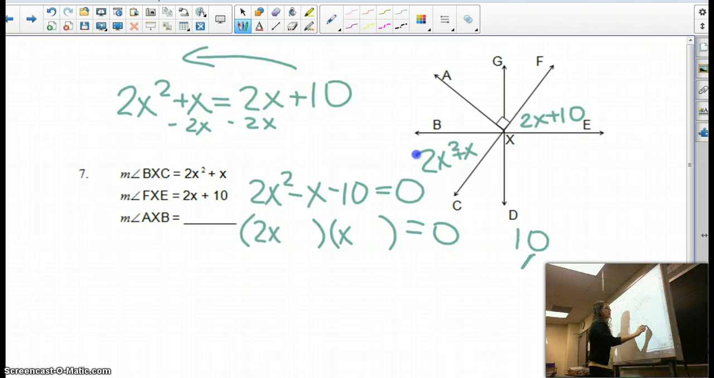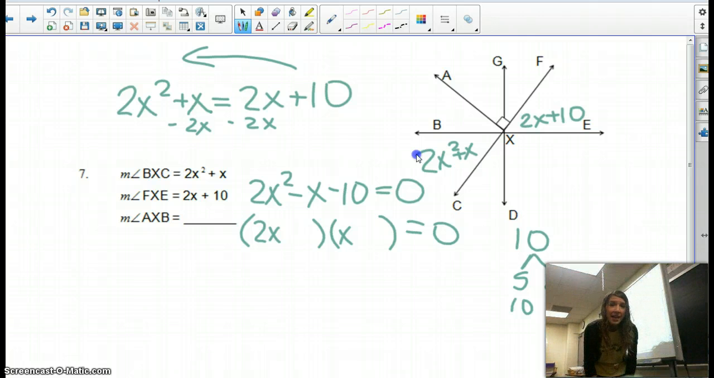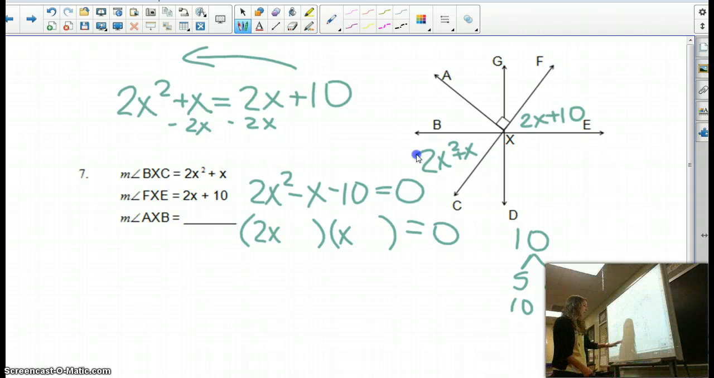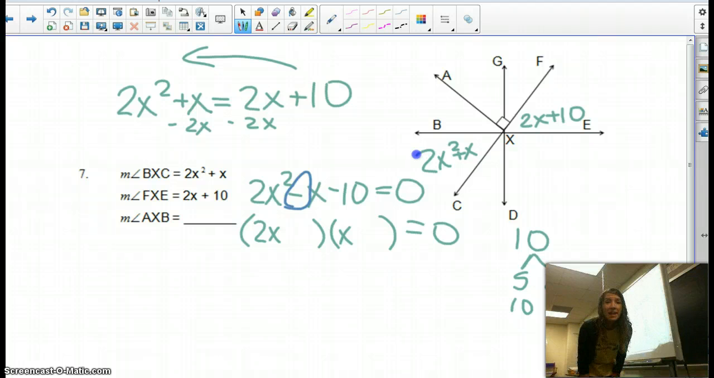I'm going to go to the side and brainstorm factors of 10: 5 and 2, 10 and 1. Now, since I have that leading coefficient, that 2, I get to double one of my factors, and I need to make a negative 1. I need to create a negative 1 somehow, that middle term. If I double 5, I get 10. Can I make a negative 1 out of a 10 and a 2? No. Okay, if I double 2, I get 4. Can I make a negative 1 out of a 5 and a 4? Yes.